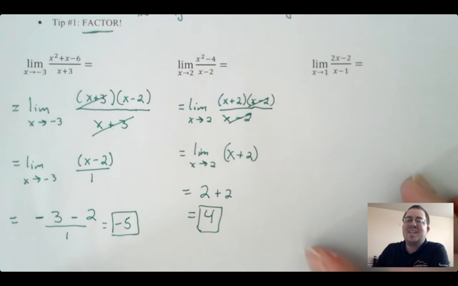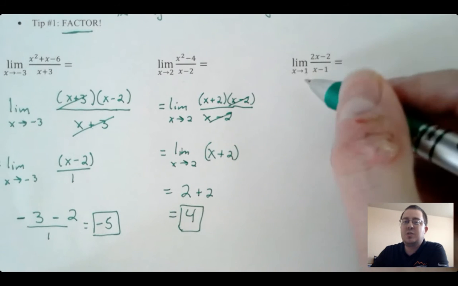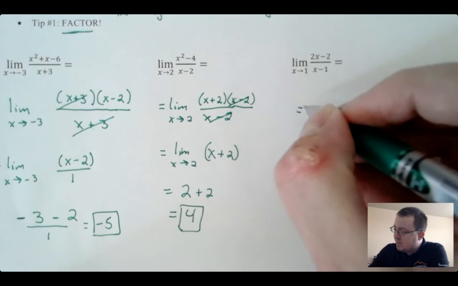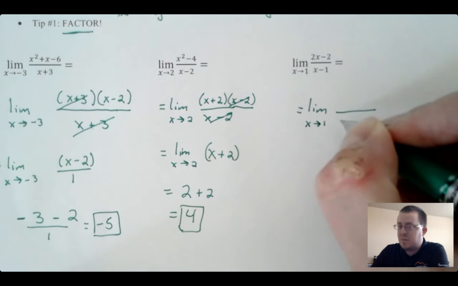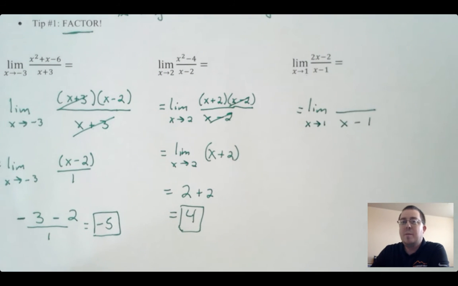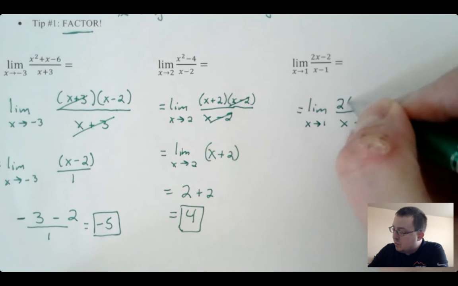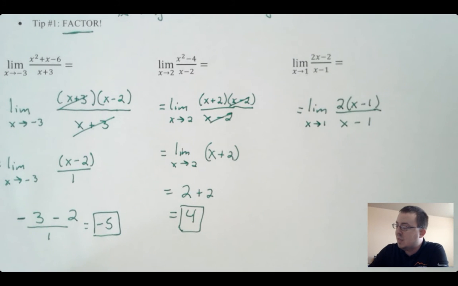Well, let's look at the last one. The limit as x approaches 1 of 2x minus 2 over x minus 1. I don't have a quadratic in my numerator, but I do have something in my numerator that does factor, because my denominator is not going to factor. The x minus 1, I can't change it. But I notice that in my numerator, I've got a common factor of 2. So if I factor out that 2, I get 2 times x minus 1, and that is what's going to cancel out the x minus 1 in my denominator.